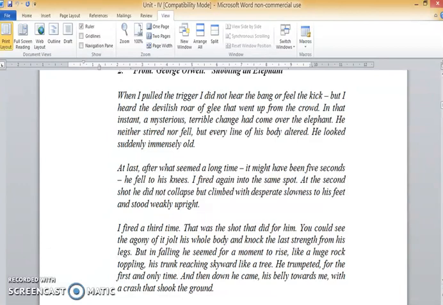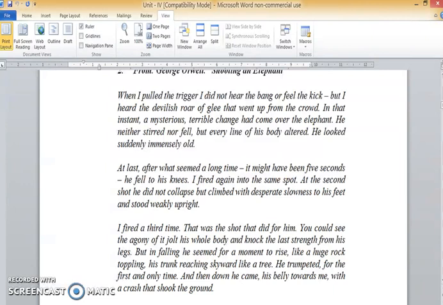When I pulled the trigger, I did not hear the bang or feel the kick. But I heard the devilish roar of glee that went up from the crowd. In that instant, a mysterious, terrible change had come over the elephant. He neither stirred nor fell, but every line of his body altered. He looked suddenly immensely old. At last, after what seemed a long time, it might have been 5 seconds, he fell to his knees.